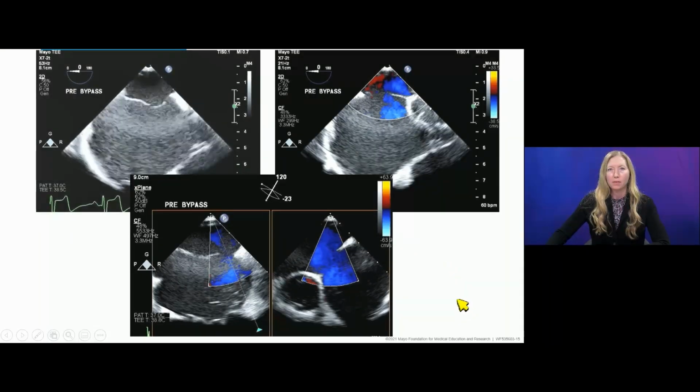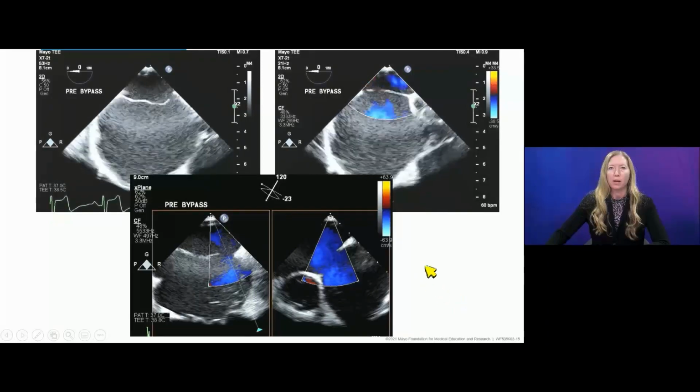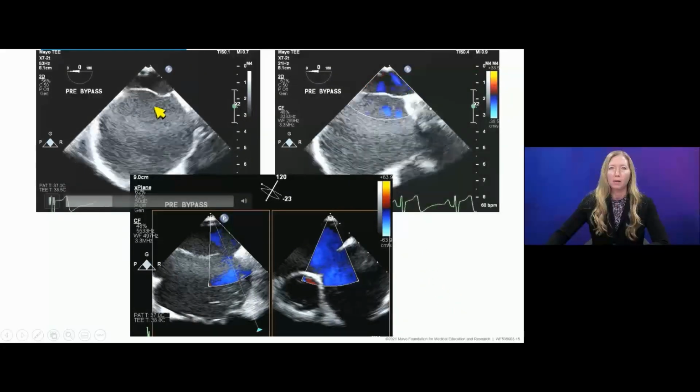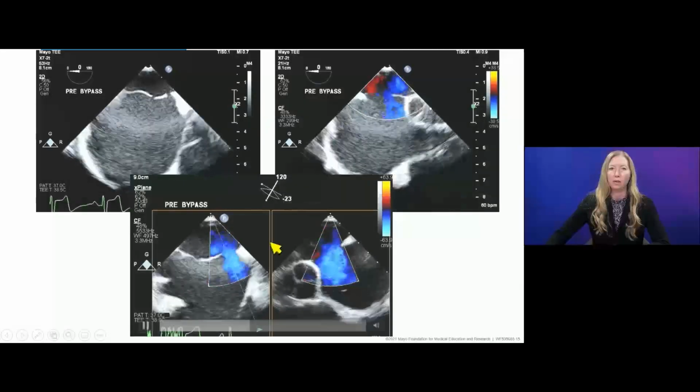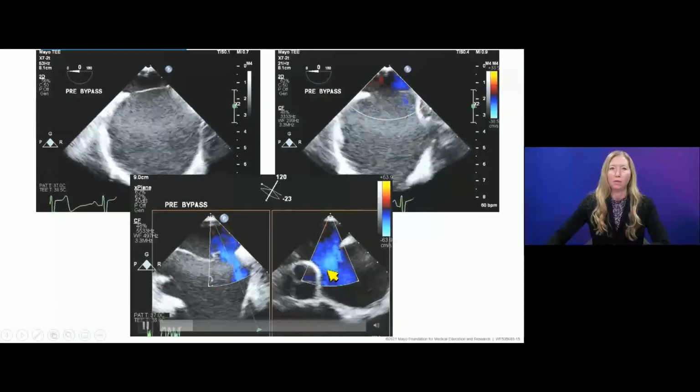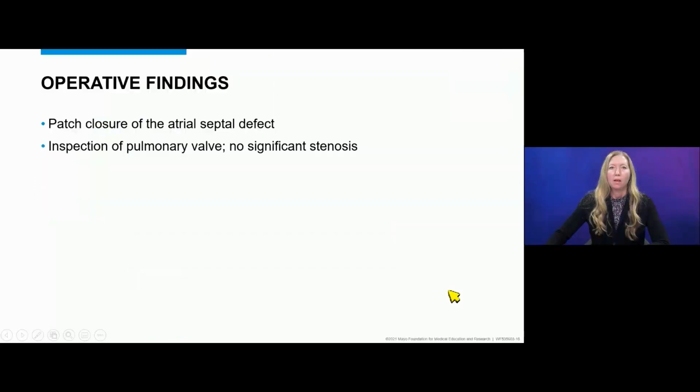So this is our patient's TEE images from intraoperatively, and what you see is a very abnormal atrial septum with multiple fenestrations and a very, very large left to right shunt through these different defects. So this patient underwent patch closure of the atrial septum. The pulmonary valve was inspected and there was no significant stenosis.